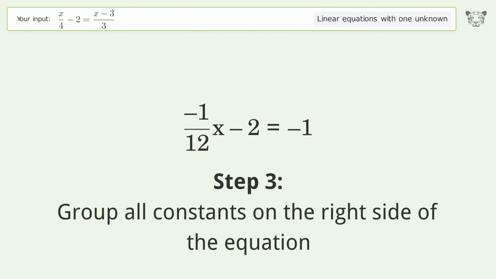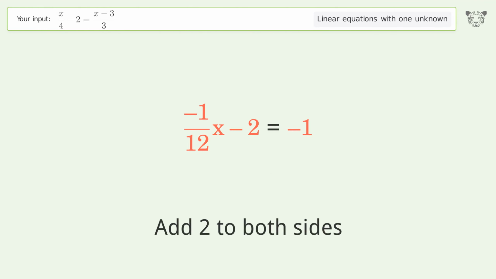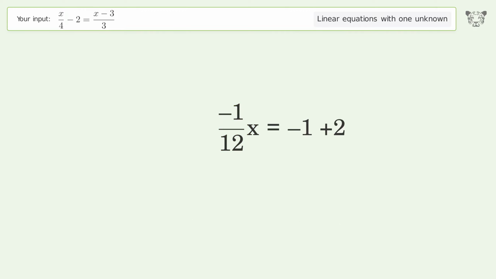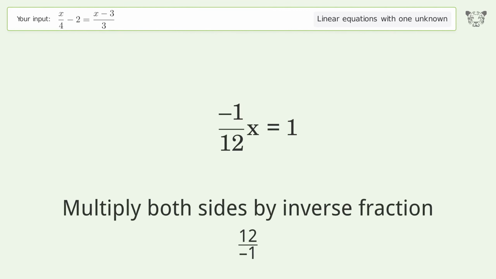Group all constants on the right side of the equation. Add 2 to both sides. Simplify the arithmetic. Isolate the x. Multiply both sides by inverse fraction 12/-1.